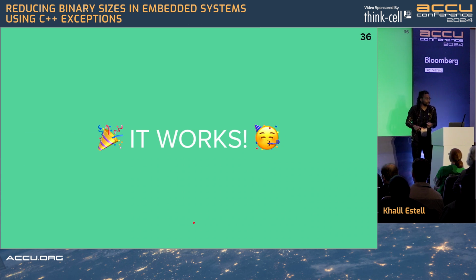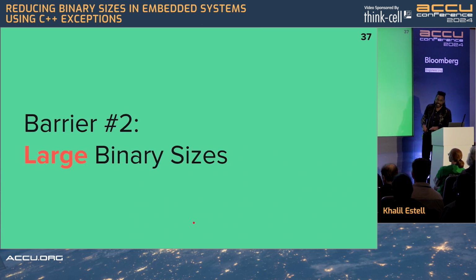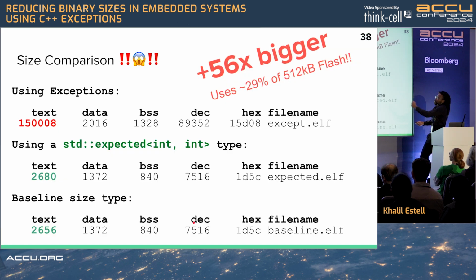But there's another barrier. Large binary sizes. Oh boy, look at this. All right, so here's our baseline, 2K.